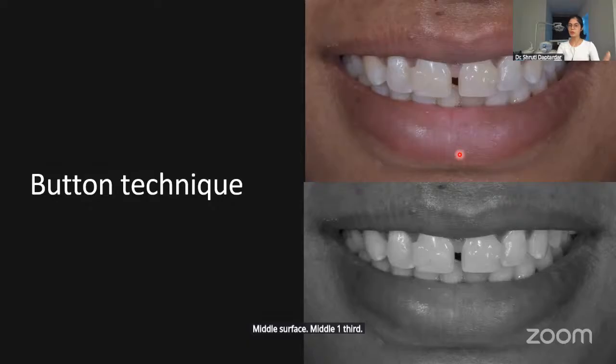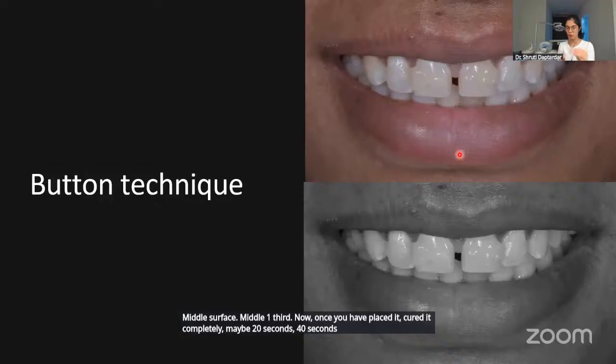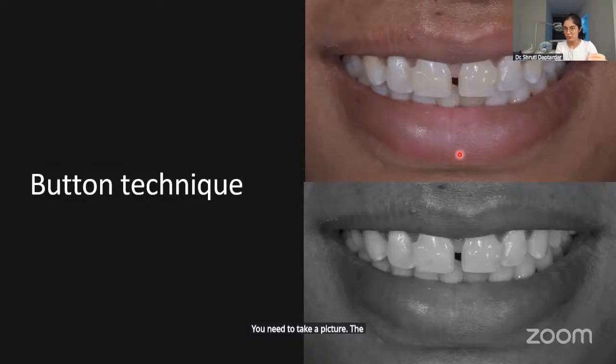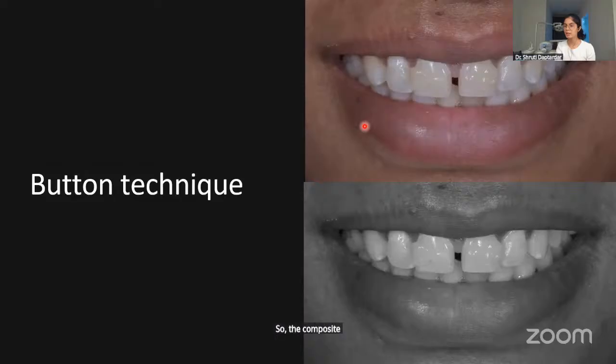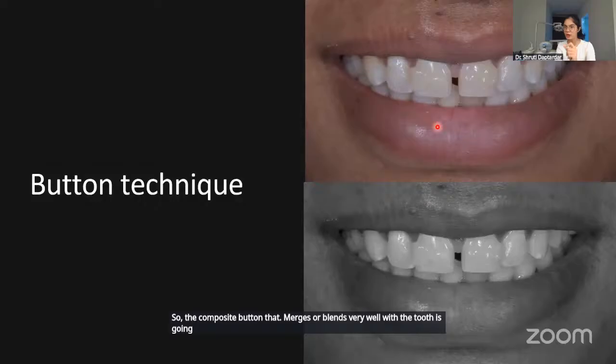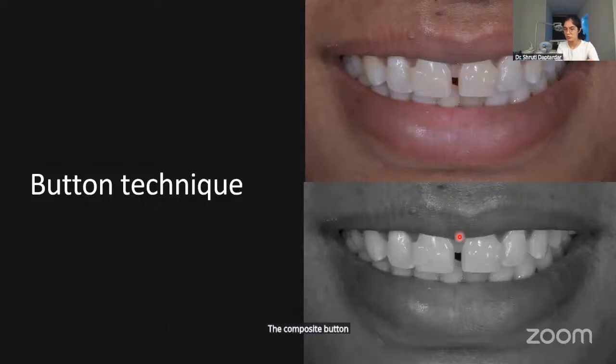Now, once you have placed it, cured it completely, maybe 20 seconds, 40 seconds based on your curing light, you need to take a picture. The chromatic picture, such as this, the normal picture, is going to denote you which is going to be your dentine shade. So the composite button that merges or blends very well with the tooth is going to be your dentine shade in this image. The composite button that merges very well is going to be your enamel or body shade.